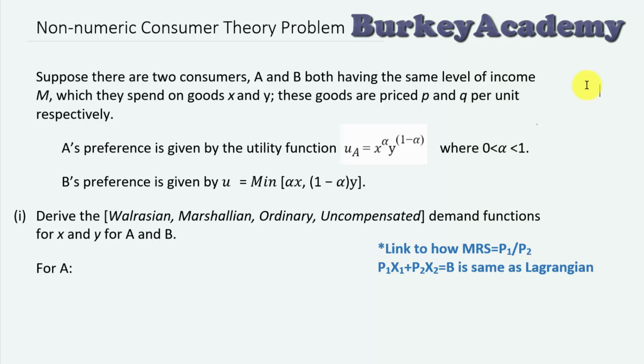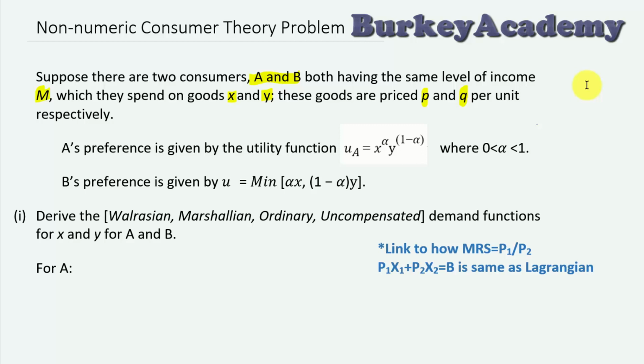So we have two consumers here, A and B, and they both have the same level of income. We're going to call that M. They spend their income on X's and Y's. We're going to call the price of X P. We're going to call the price of Y Q. And we have two different utility functions for these two people.